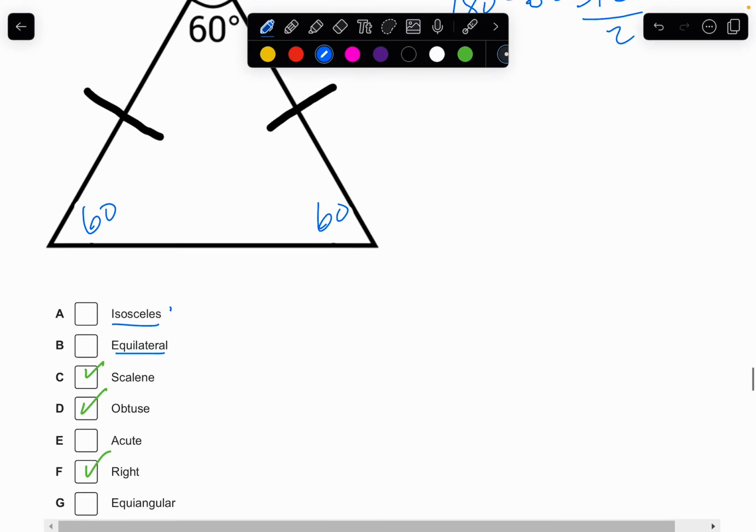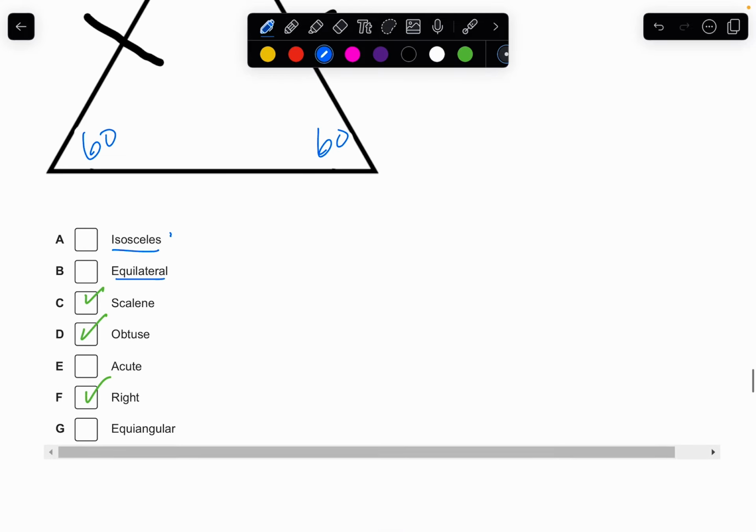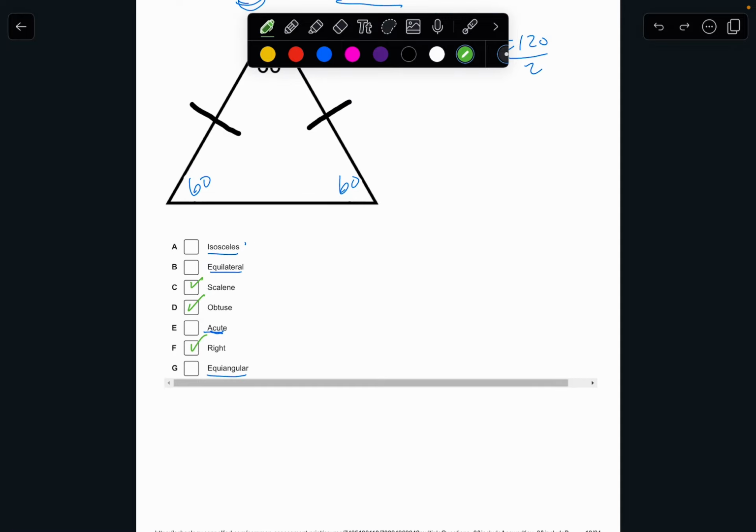So it's both of those. All the angles are less than 90. It is an acute triangle, and all the angles are equal. So it is equiangular. So the answer is, which ones are they not? Well, it's not scalene, it's not obtuse, and it's not right. That's not right. You gotta put it right.